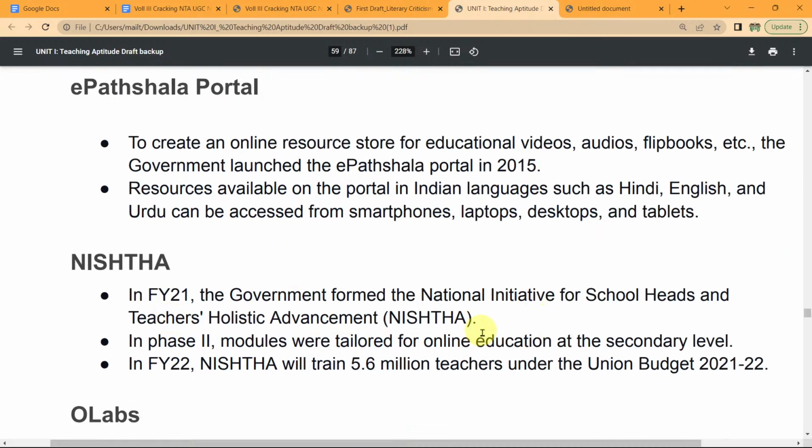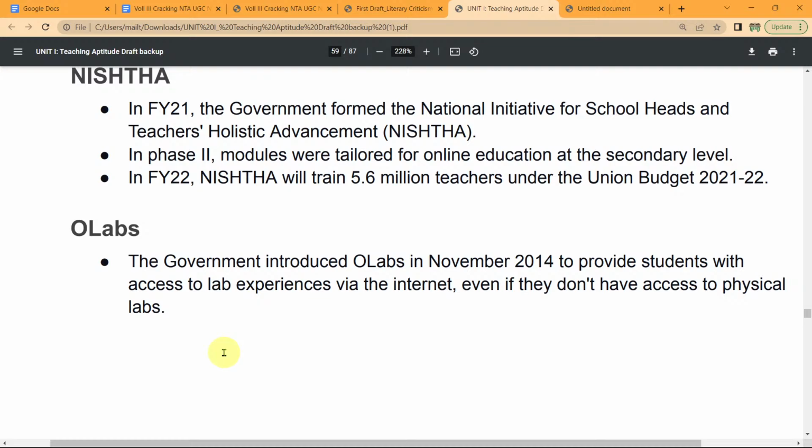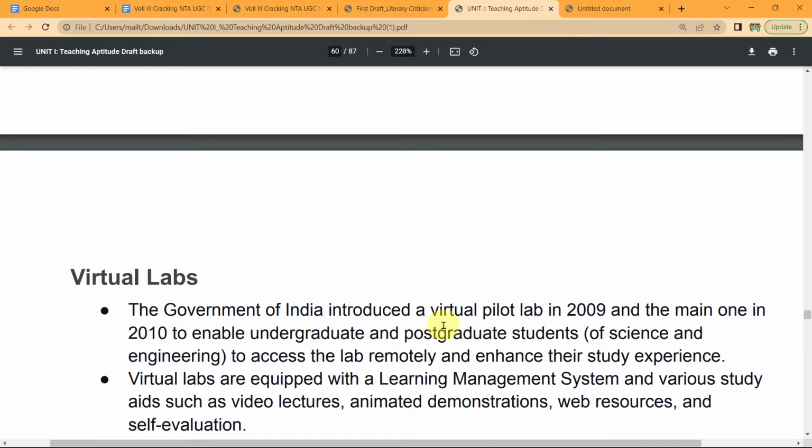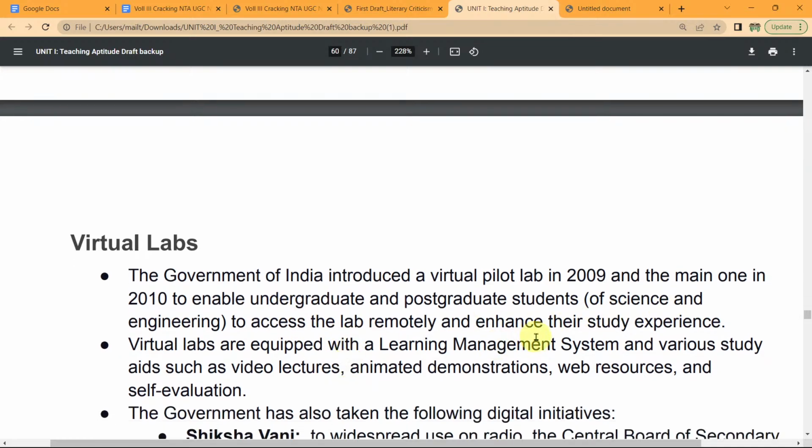Again, NISHTHA is a national initiative for school heads and teachers. So that is NISHTHA. OLab is whatever online labs are available on the internet, and it was initiated in November 2014. Virtual Labs, Vlabs, introduced a virtual pilot lab in 2008, and the main one in 2010, to enable undergraduate and postgraduate students of science and engineering to access the lab remotely and enhance their study experience.